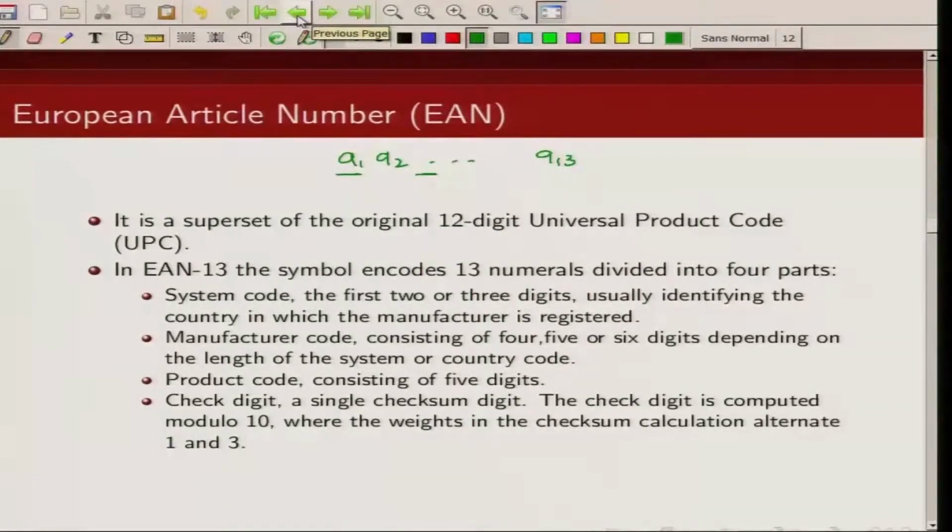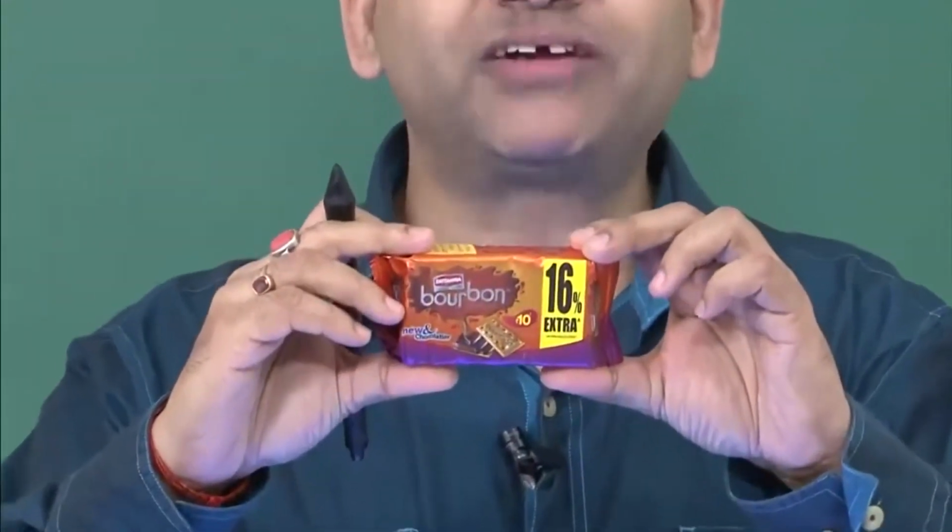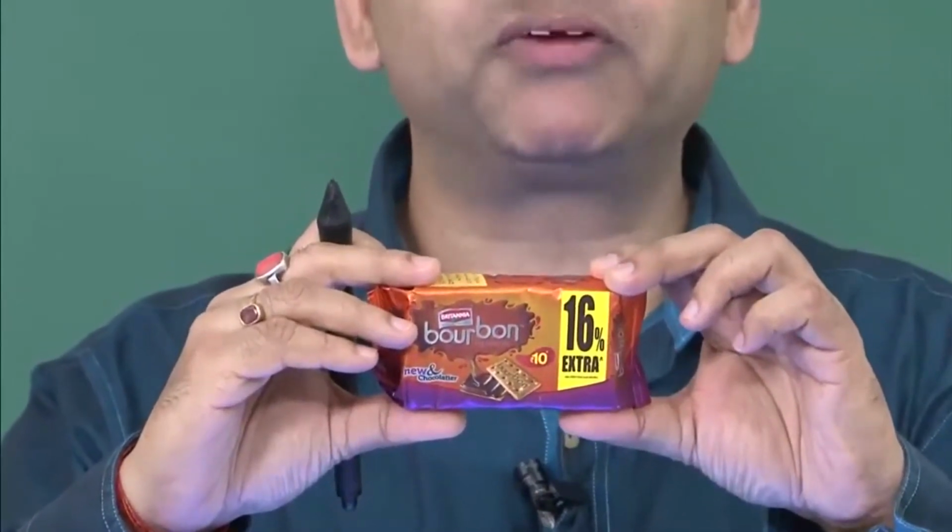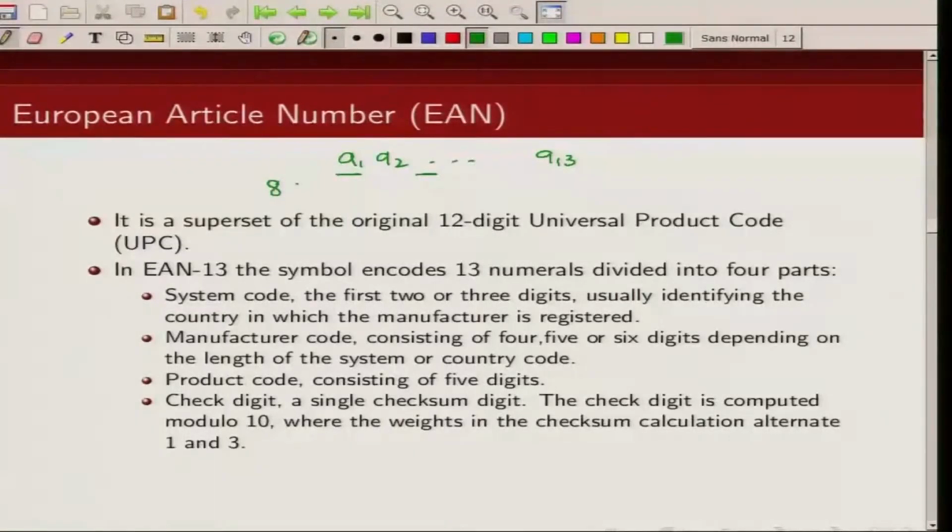So I have this Britannia Bonbon biscuit, and what is the European article number for this? The European article number for this is 8901063139906. So this is my 13-bit number, you can see 1, 2, 3, 4, 5, 6, 7, 8, 10, 11, 12, 13. This is a 13-bit European article number.